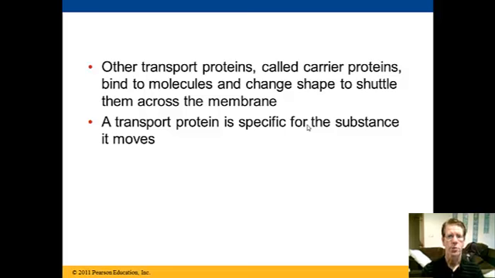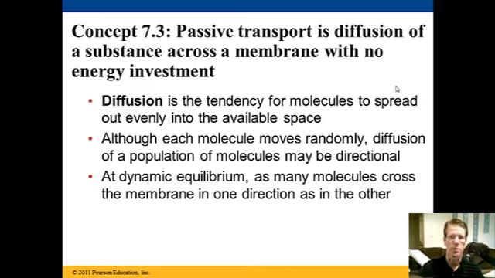Other transport proteins, I've already talked about this, I'm getting ahead of myself here. They're going to bind and change the shape of that opening so that they can get them through the membrane. And each transport protein is going to be specific for the substance that it is moving across the plasma membrane. So we'll get into some examples of that here later on, but today's primary conversation is dealing with passive transport.